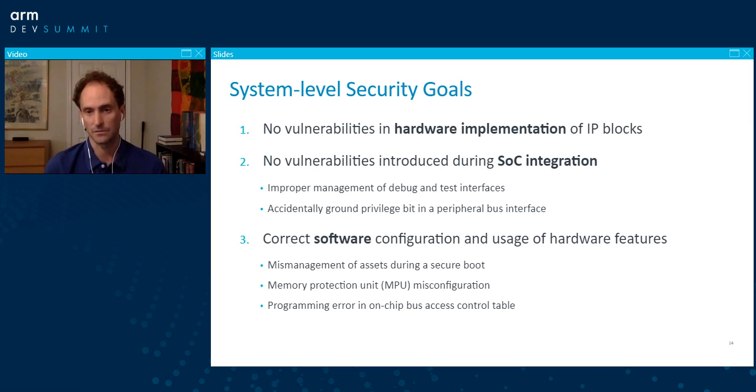Like I said, we've seen customers accidentally ground privilege bits at the system interconnect level, and also, very importantly at the system level, making sure that the software is properly configuring the different features. So the assets that are being used in secure boot, like encryption keys and your boot image, making sure you've securely configured memory protection units. And then various access control configurations at the system interconnect level are also very important.